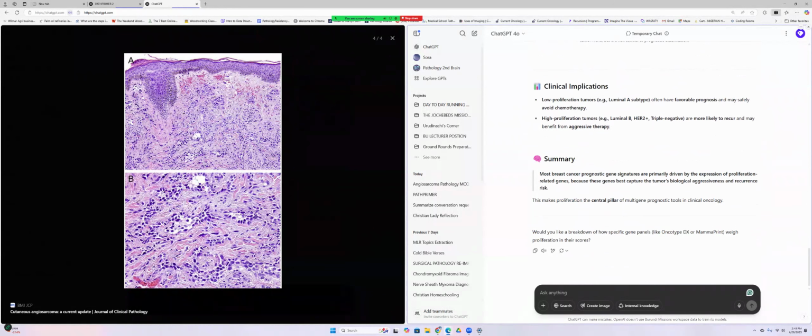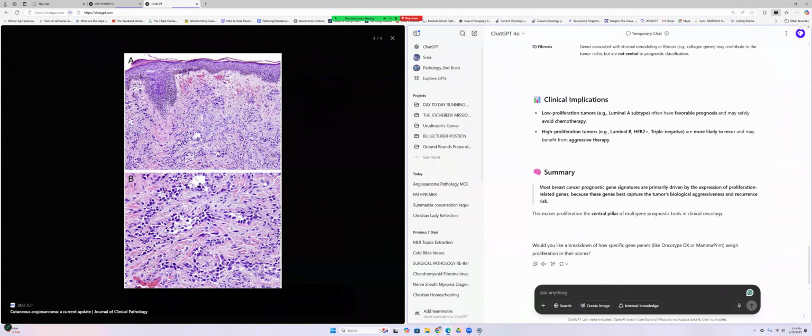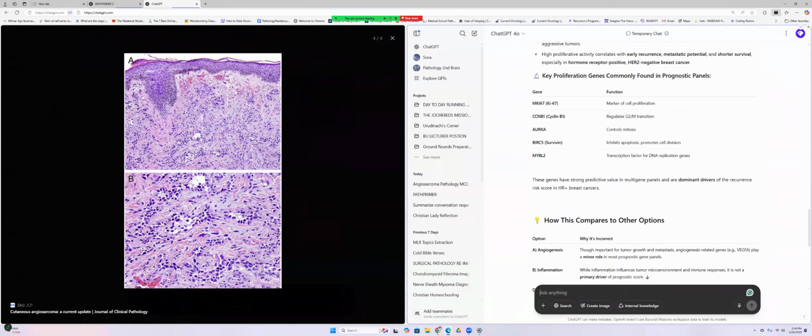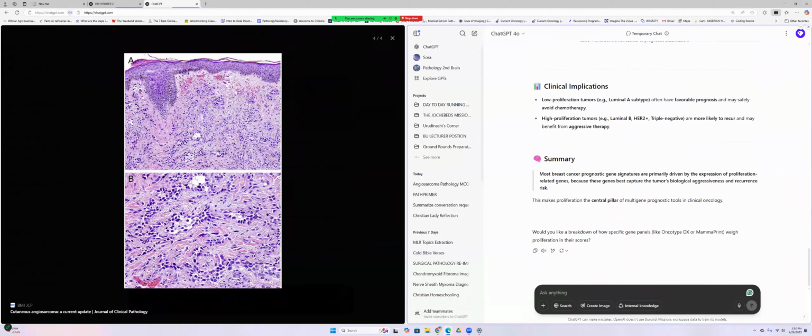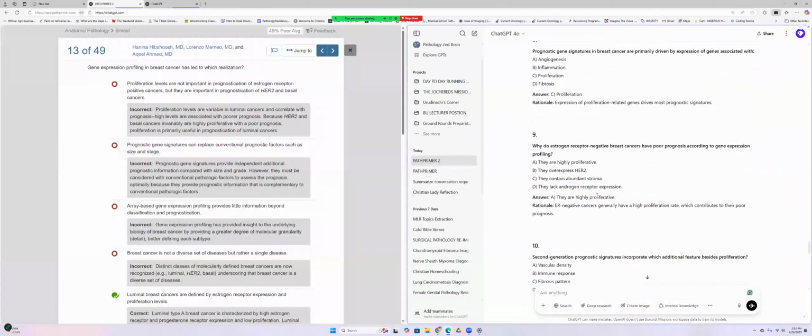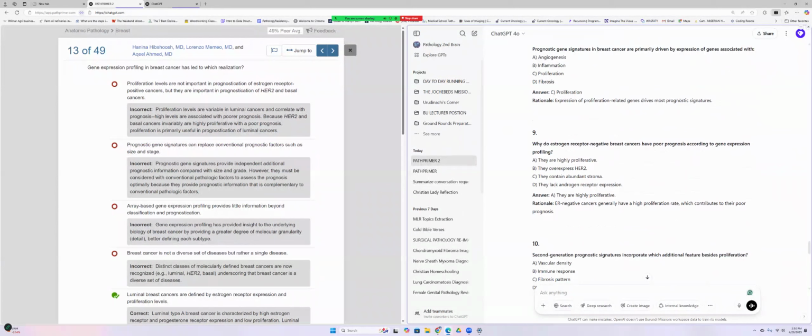Most breast cancer prognostic gene signatures are primarily driven by the expression of proliferation-related genes. So Ki67 is not the only proliferation-related gene, right? Yeah, there's MKI67, there's MYBL2, there's CCNB1, but Ki67 is the prominent one we know. So it can predict tumors' biological aggressiveness and recurrence risk. Why do estrogen receptor negative breast cancers have poor prognosis according to gene expression profiling? Question number 9.